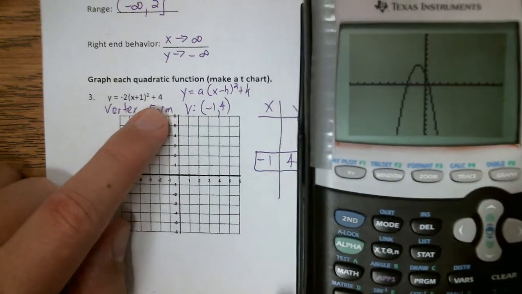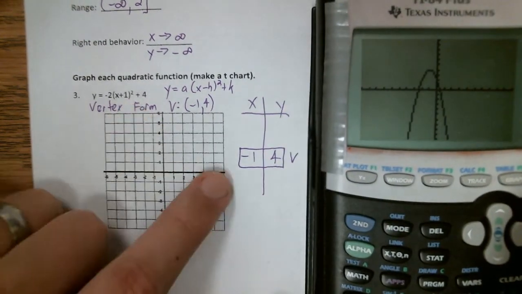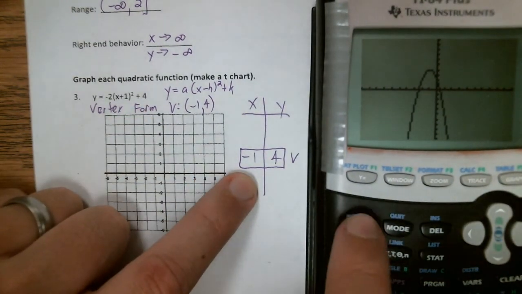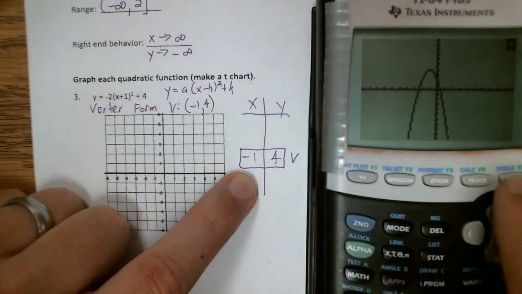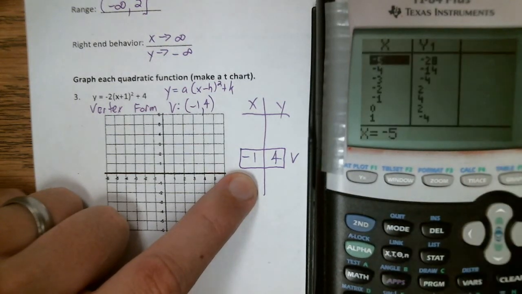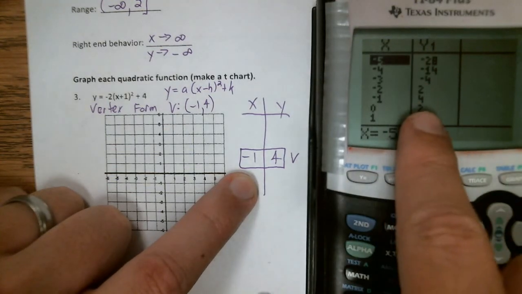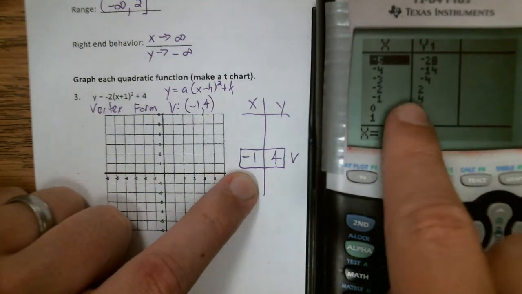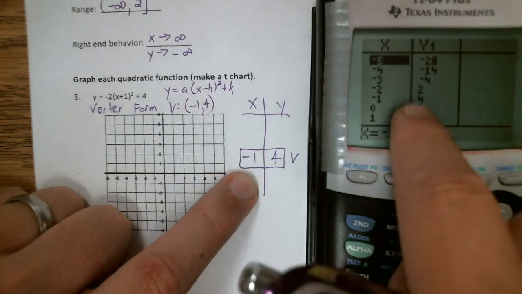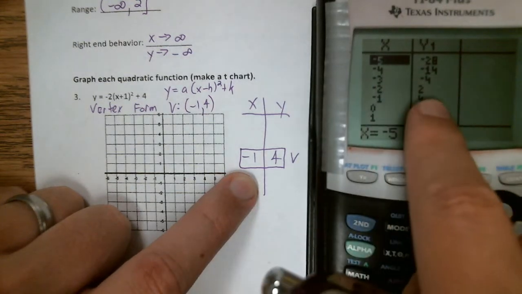I already have the vertex, so I need to go to my table. Okay, so you're going to press second and press the table button up here at the top right. Second graph or second table. There's my table of values. Okay, sometimes I've seen some of you guys have calculators where your table values are all messed up. It's jumping in increments of 10 and starting at -300.